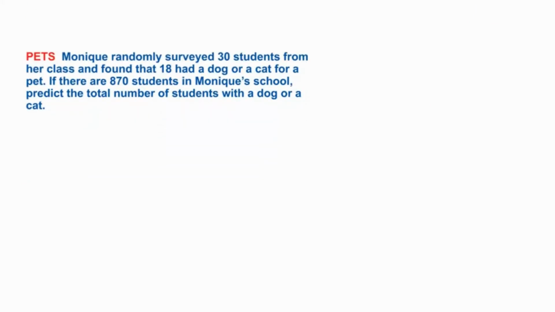Monique randomly surveyed 30 students from her class and found that 18 had a dog or cat for a pet. If there are 870 students in her school, predict the total number of students with a dog or a cat. So we know out of her class, 18 out of 30 had a dog or a cat. There's 870 students in the school, and we want to predict how many have a dog or a cat. So we would set up this proportion and then cross multiply and solve.